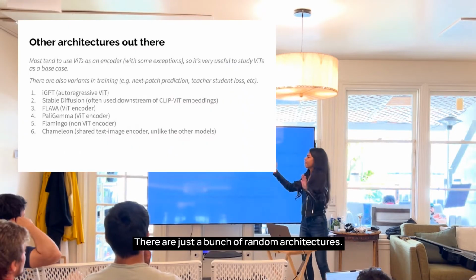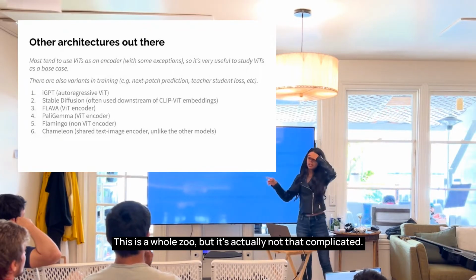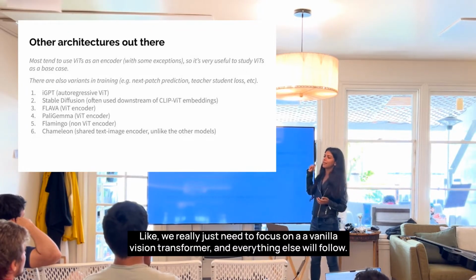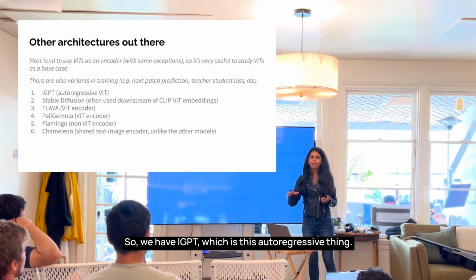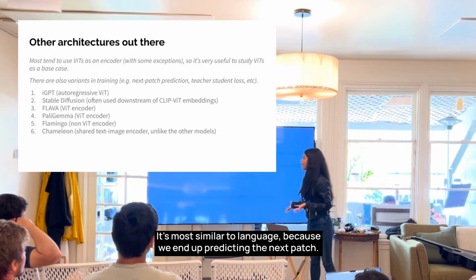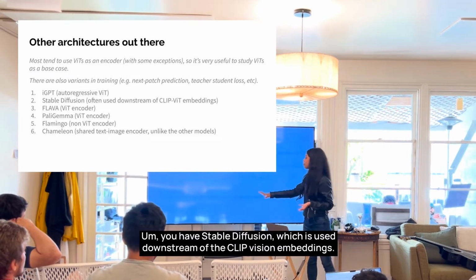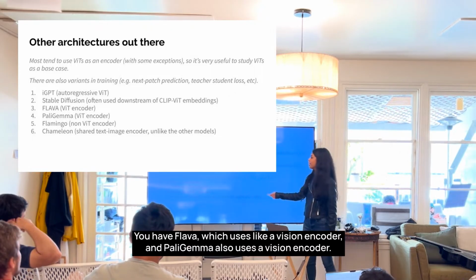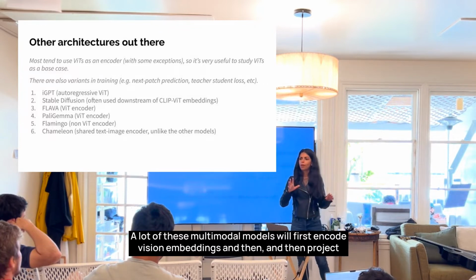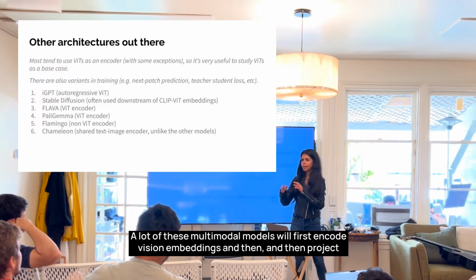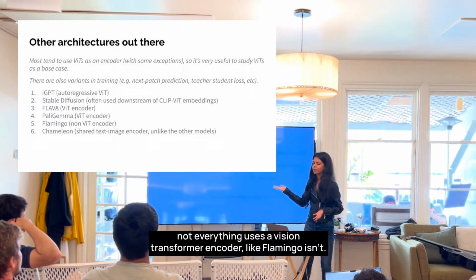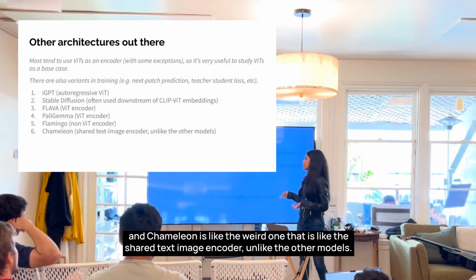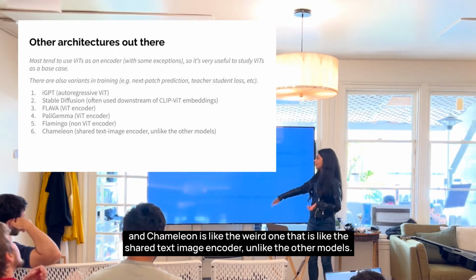Okay, so there are still a bunch of random architectures. There's a whole zoo, but it's actually not that complicated. We really just need to focus on a vanilla vision transformer, and everything else will follow. So we have IGPT, which is this auto-regressive thing. It's most similar to language because you end up predicting the next patch. You have Stable Diffusion, which is used downstream of the CLIP vision embeddings. You have Flamingo... sorry, PaliGemma, which also uses a vision encoder. One of these multimodal models will first encode vision embeddings and then project that into this multimodal text image space. Not everything uses a vision encoder, like Flamingo doesn't. And Chameleon is the weird one that has the shared text image encoder, unlike the other models.